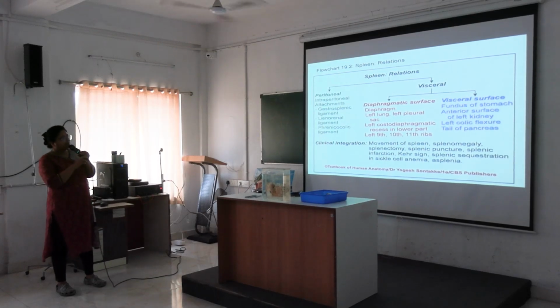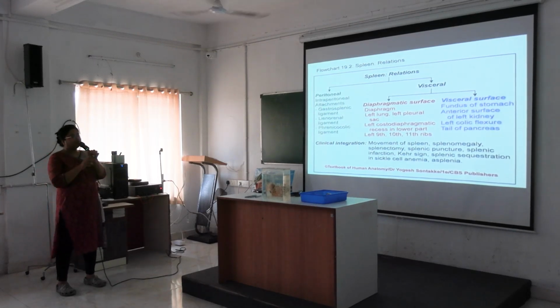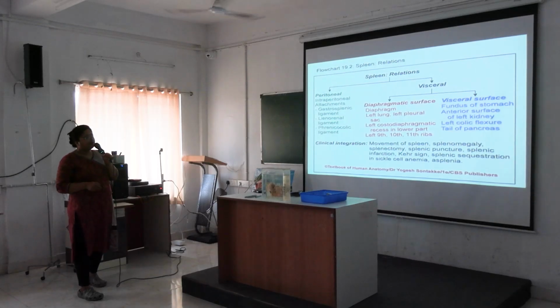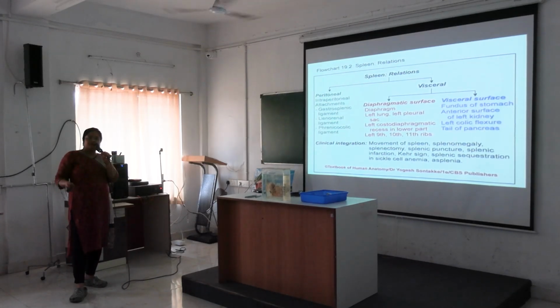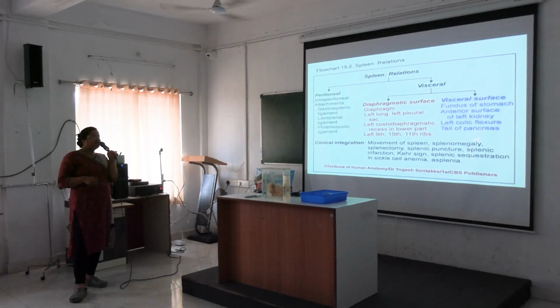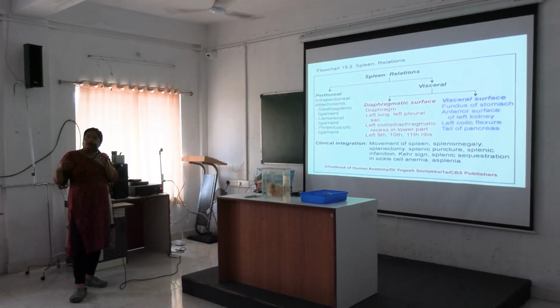Next is the visceral surface. The visceral surface is related to the fundus of the stomach, gastric impression, anterior surface of the left kidney, renal impression, left colic flexure, colic impression and tail of the pancreas near the hilum.